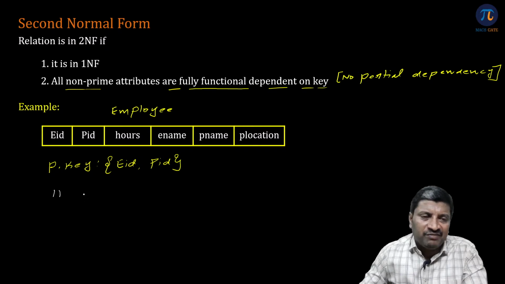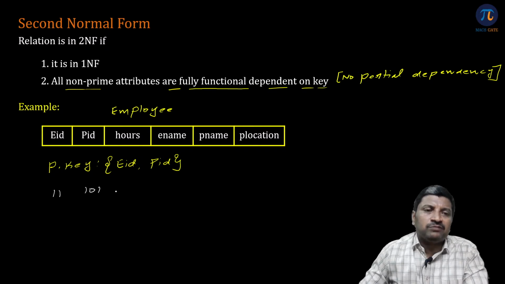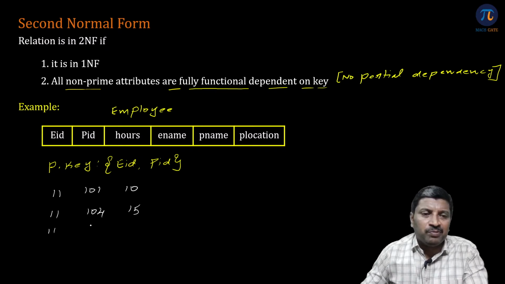suppose an employee 11 may work on project 101 for 10 hours. The same employee may work on project 104 for 15 hours. The same employee may work on another project for 5 hours. Similarly, on the same project, I can have one more employee who can work for 20 hours.